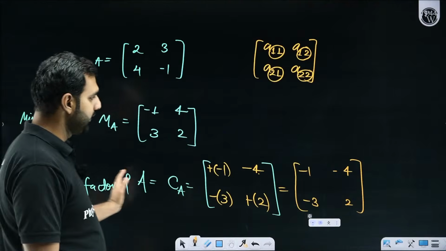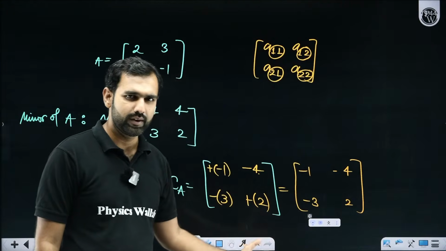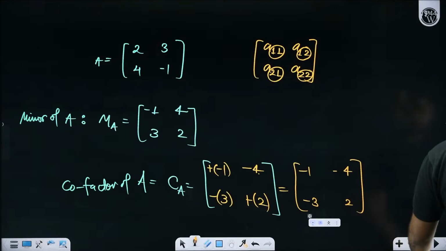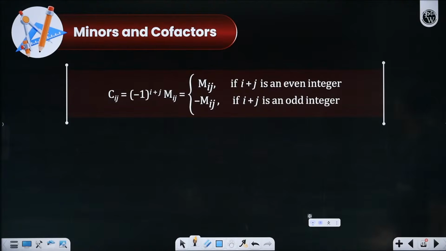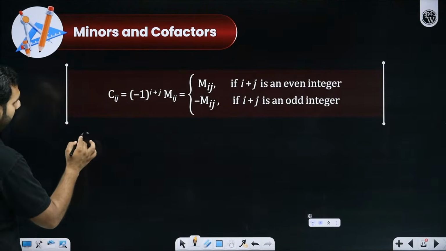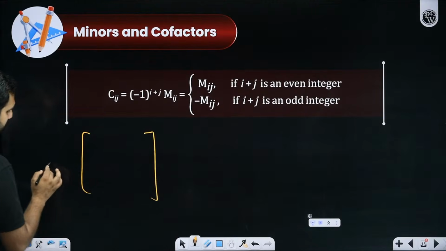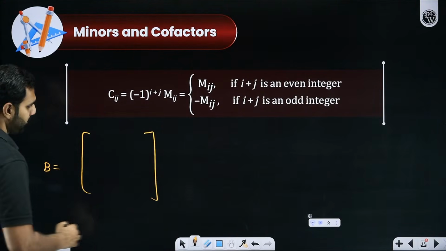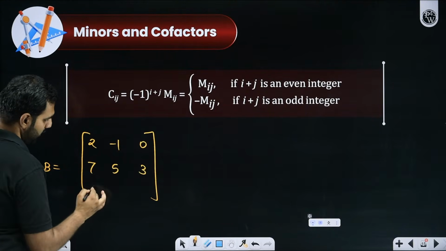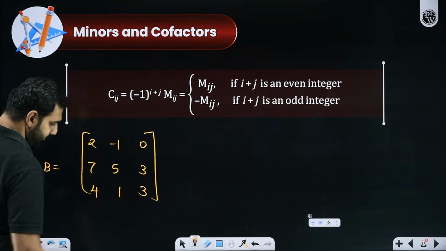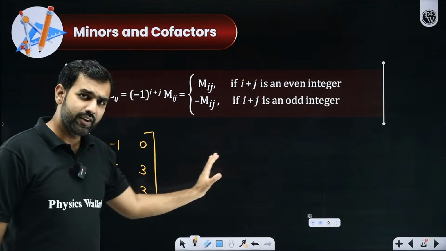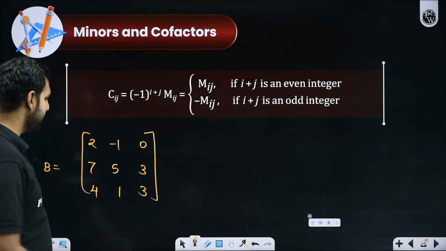Have you all understood the concept of cofactors here? Everyone, give me a quick update. Now, if you have understood how to find the cofactor of a 2 by 2, let me give an example of how to find the cofactor of a 3 by 3. But I'll not give you the whole picture here, I'll give you a few elements only. Let's say this is a 3 by 3 matrix denoted by B, which has elements 2, -1, 0, 7, 5, 3, and then 4, 1, and 3. Got this, everyone?